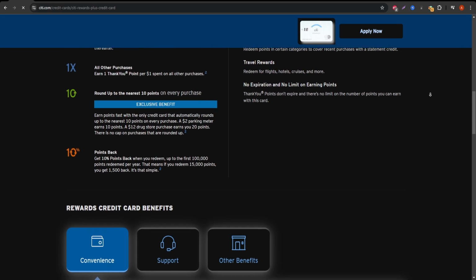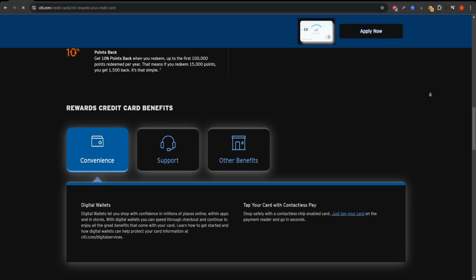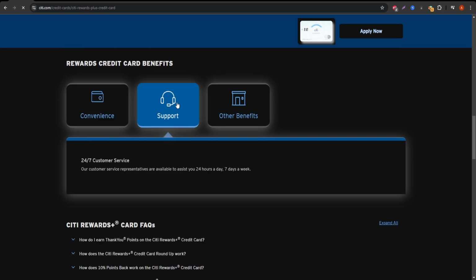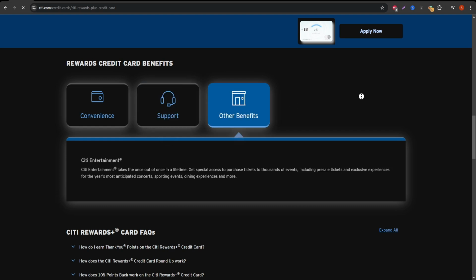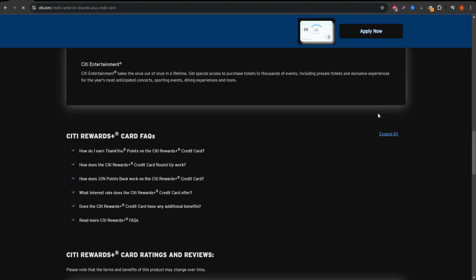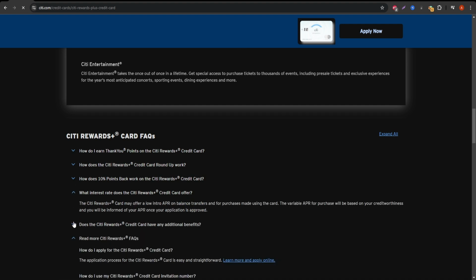This card comes with a standout feature called a Roundup benefit. Here's how it works. When you make purchases, the points are rounded up to the nearest 10. So, even if you buy a cup of coffee for $2, you earn rewards as if you spent $10. This feature makes it a great choice for those who make smaller, frequent purchases. You'll be maximizing your rewards with every swipe.